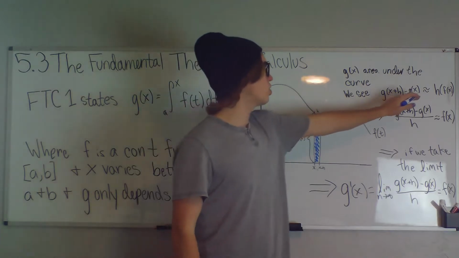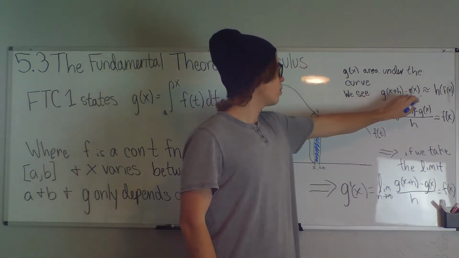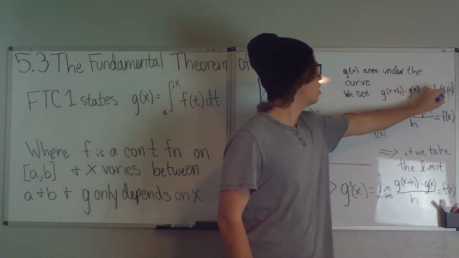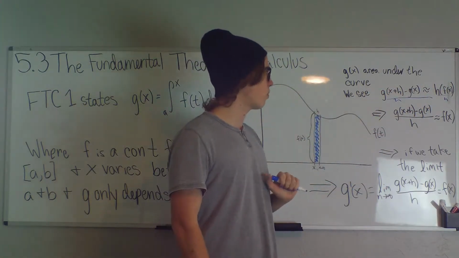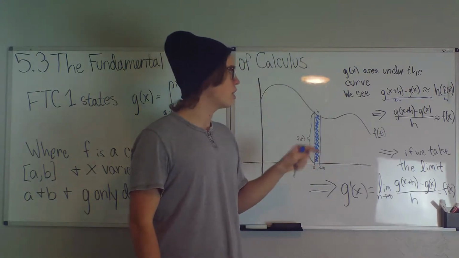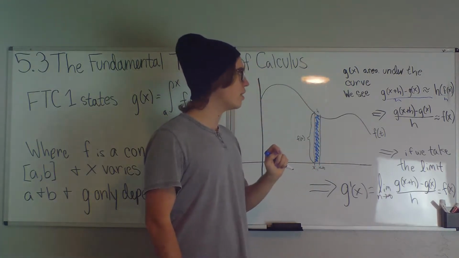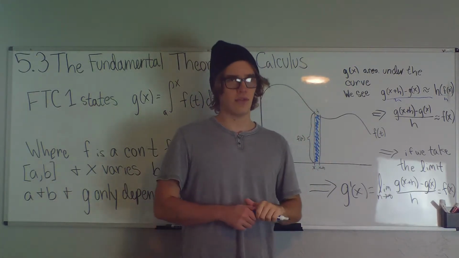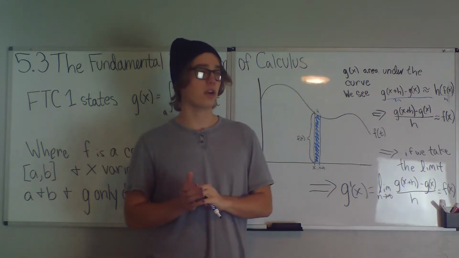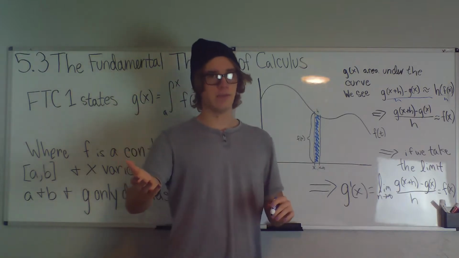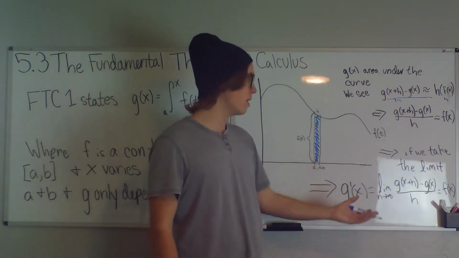Well, how can we change this a little? If we were to just divide by h, and divide by h, now we get something that we've kind of seen before. We see g of x plus h minus g of x over h is approximately equal to f of x. Okay, that almost looks like the definition of our derivative, but we need a limit. So then, let's take the limit.